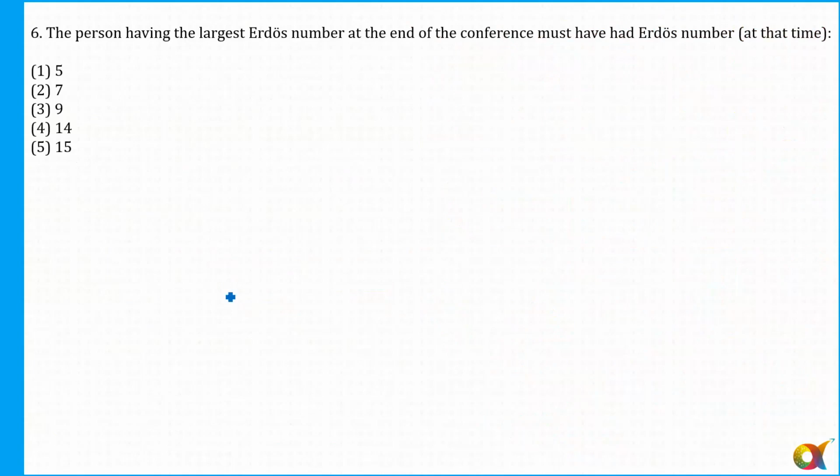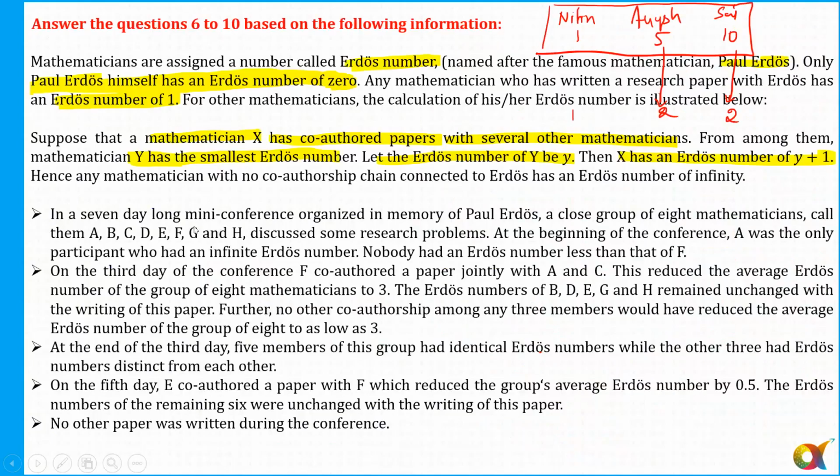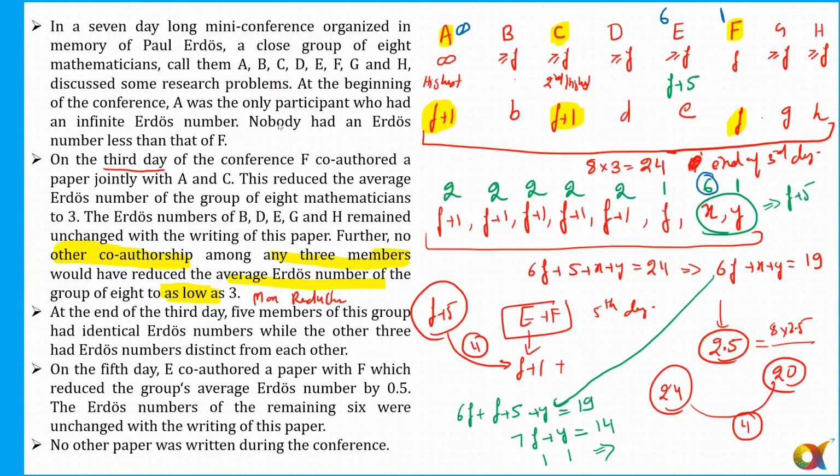Alright, let's come to the first question, question number 6. The person having the largest IRDOS number at the end of the conference must have an IRDOS number at that time. So at the end of the conference, what is the largest IRDOS number? Can anyone tell me? Let me go back. What is the largest IRDOS number? Please tell me.